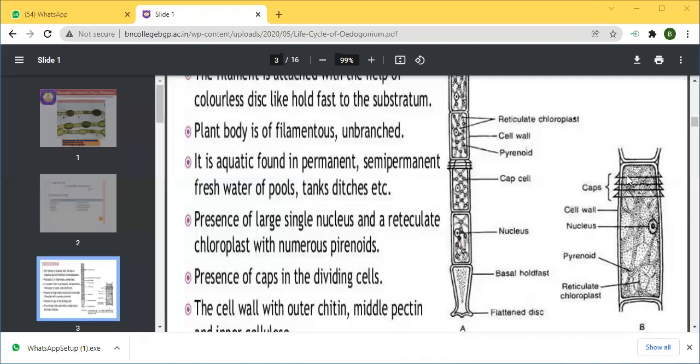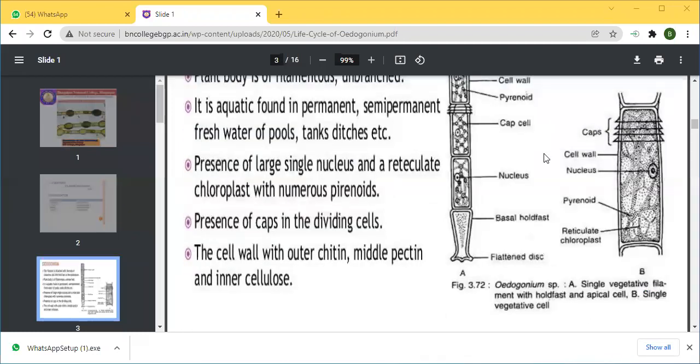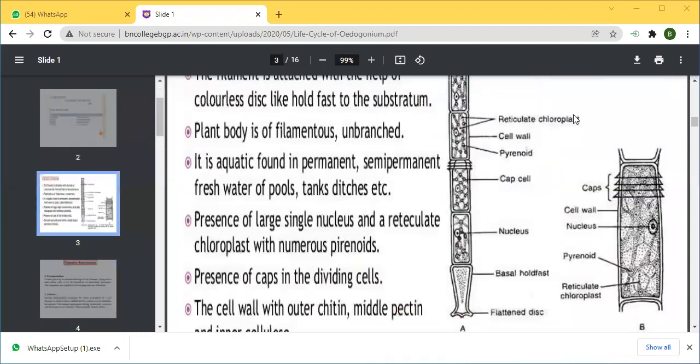The cell wall is made up of 3 layers, girls. How many layers? 3 layers. Outer layer is made up of chitin, middle layer pectin, inner layer cellulose. The cell wall is made up of 3 layers. Outer made up of chitin, middle made up of pectin, inner layer made up of cellulose. This is a characteristic feature of the Oedogonium cell wall. This is just a general account of the Oedogonium.